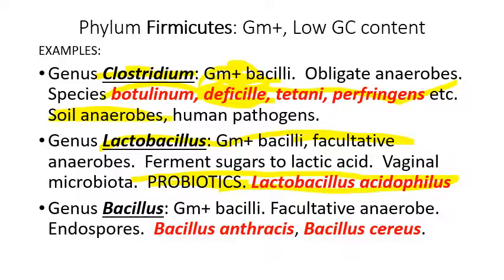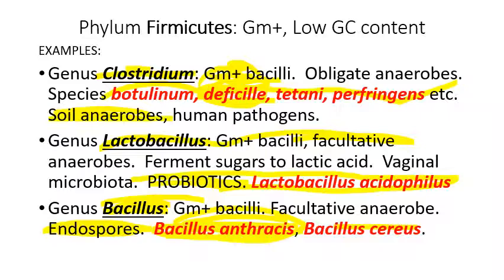And then finally, there is actually a genus called Bacillus, and that includes Bacillus anthracis and Bacillus cereus. Bacillus anthracis, of course, causes anthrax. Members of the genus Bacillus produce endospores, and there are several of them. So they all produce endospores. The endospores in Bacillus anthracis get tangled up in the hairs of sheep and horses, and they can cause anthrax in the humans that handle the wool or the hair from a horse.